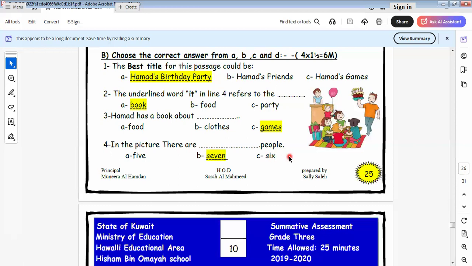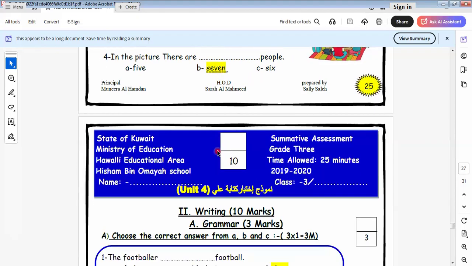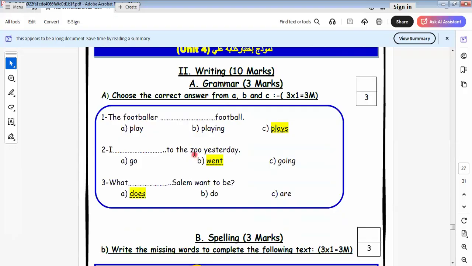In this picture, there are seven people. I will count them with you. 1, 2, 3, 4, 5, 6, 7. So here it will be 7. I counted before I select the correct number.